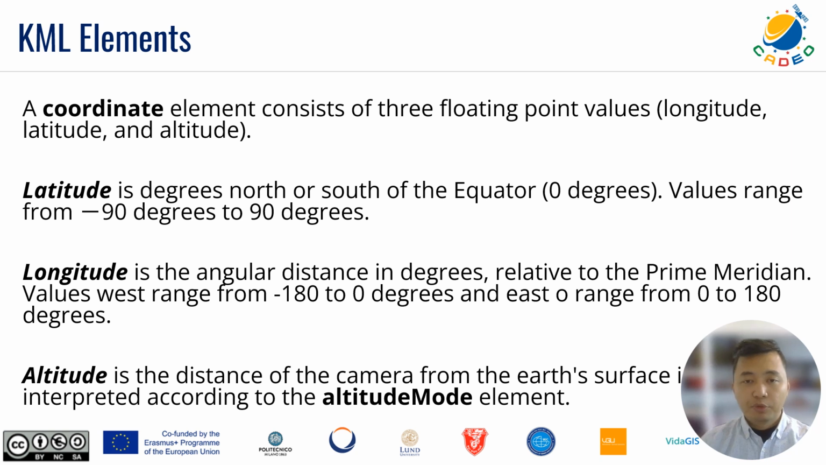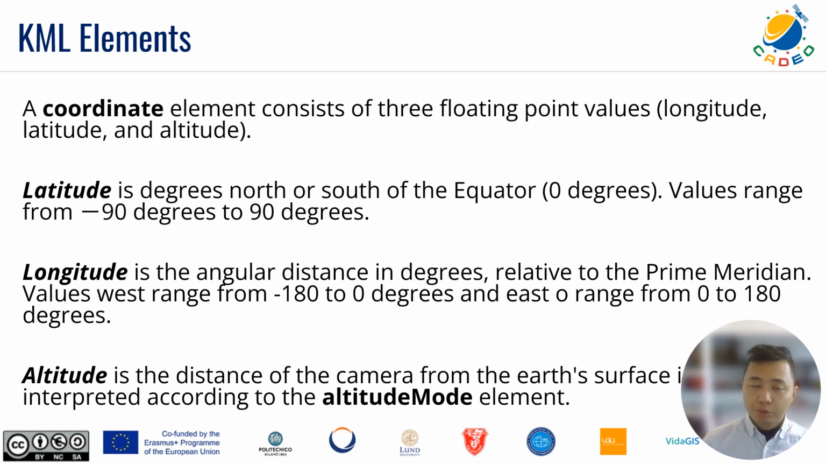As we discussed before, one element in KML documents is an object, and every object has coordinates. A coordinate element within the context of geographic data typically comprises three floating point values: longitude, latitude, and altitude. Each value serves to precisely specify a point or location on the Earth's surface. You know what latitude, longitude, and altitude are.